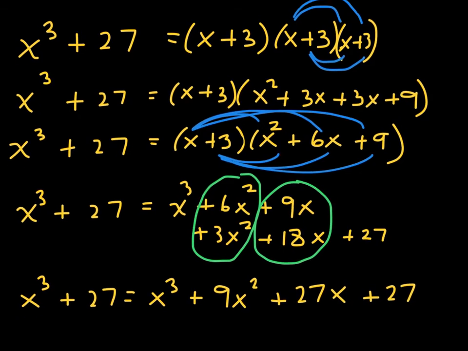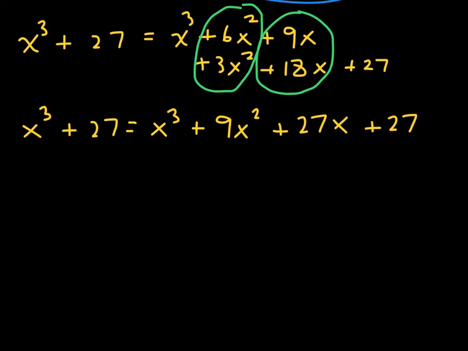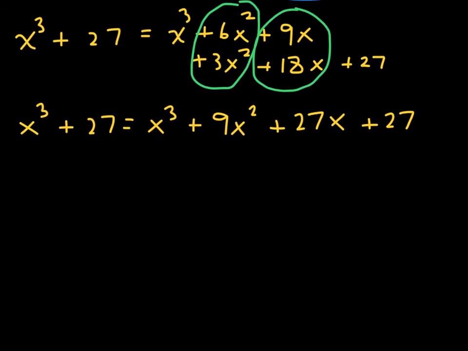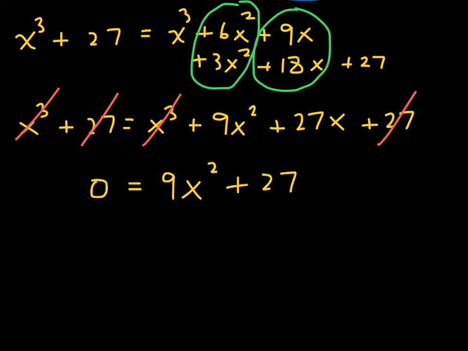Now, this equation happens to be cubic at the moment. However, notice that x cubed on the left and x cubed on the right, and 27 on the left and 27 on the right, they all cancel each other out. All you're left with on the left is 0, and on the right is 9x squared plus 27x, which happens to be quadratic. In the previous example, we said let's try factoring whenever you have something quadratic. Well, we said set it equal to 0. This is already set equal to 0.